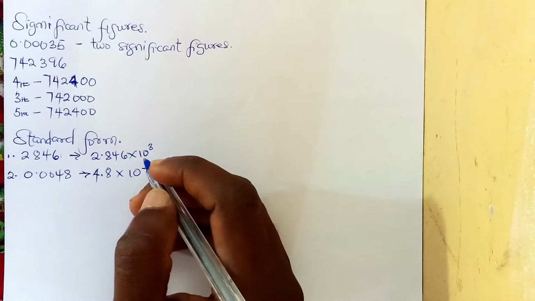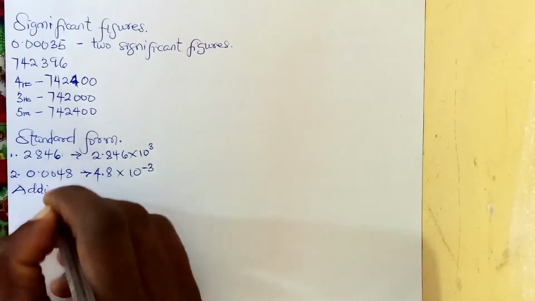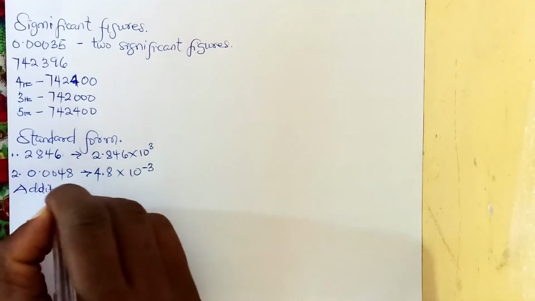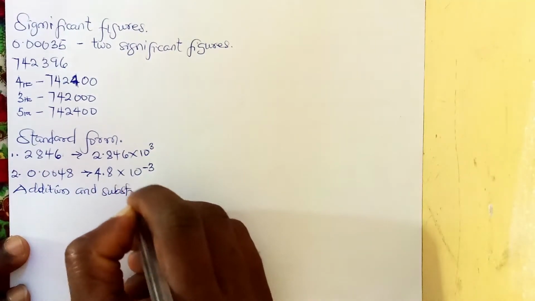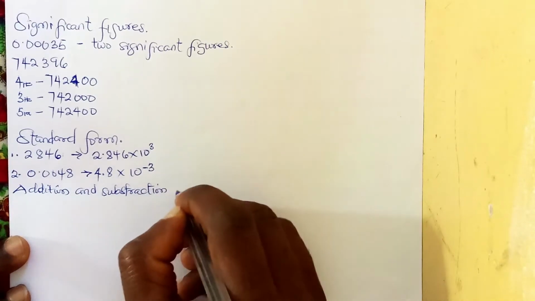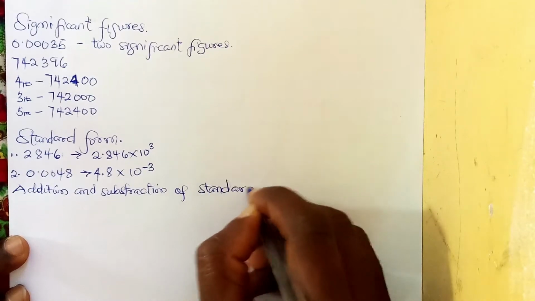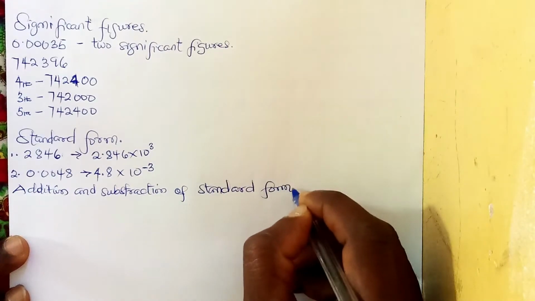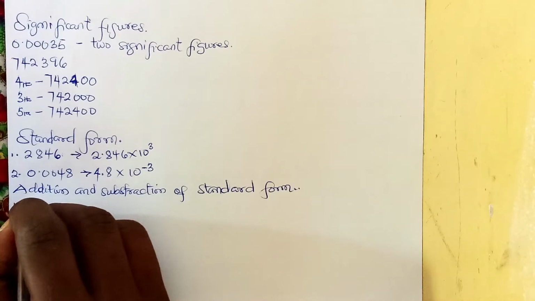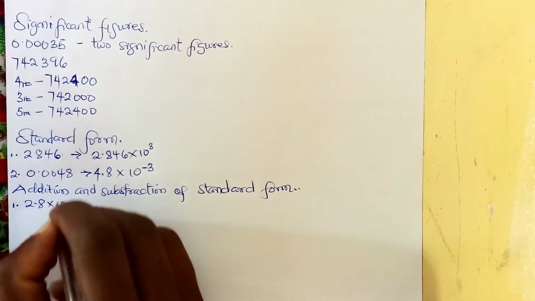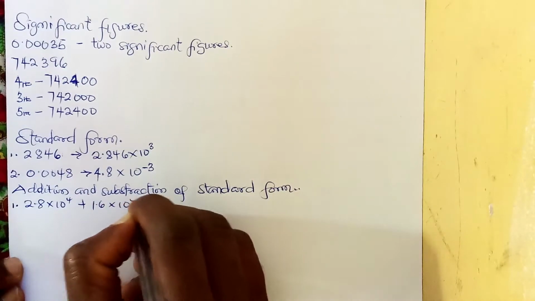We're moving on to addition and subtraction of standard forms. So we have addition and subtraction of standard form. So our first example, we are having 2.8 times 10 raised to the power 4 plus 1.6 times 10 raised to the power 4.